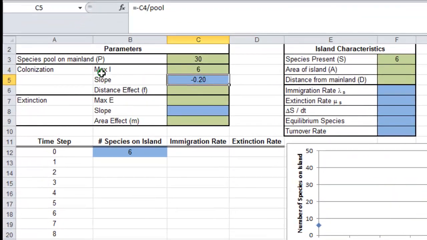Now, later on, we're going to add another effect, which is a distance effect. How far is our island from this mainland?